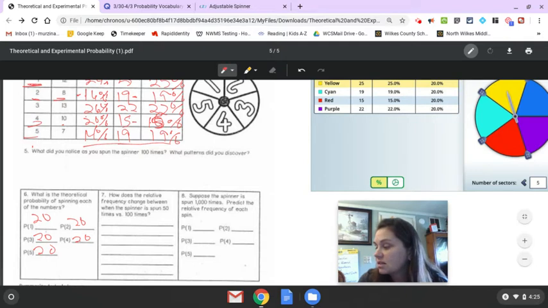And then number 8 says, suppose the spinner was spun 1,000 times. Predict the relative frequency of each spin. Well, you can make a prediction for each of those and have them be closer to 20 than what they actually are. And really anything close to 20 or 20 itself, even if you spin it 1,000 times, the chances of all of them being exactly 20, it's not very likely. But they should be a little bit closer to 20 than they are now. So you can make up your own predictions for those too.